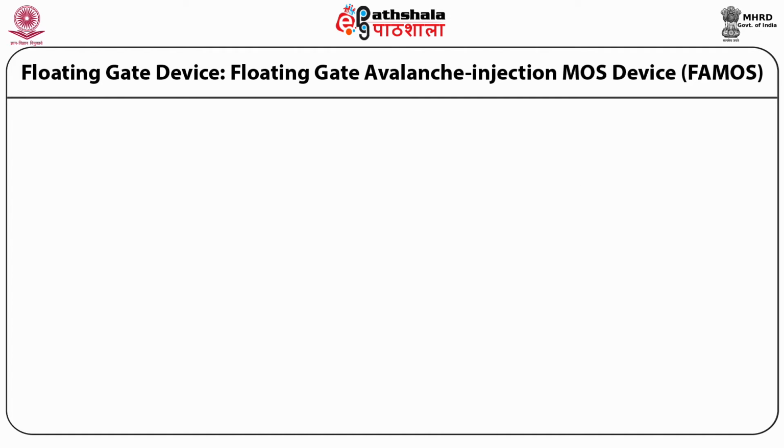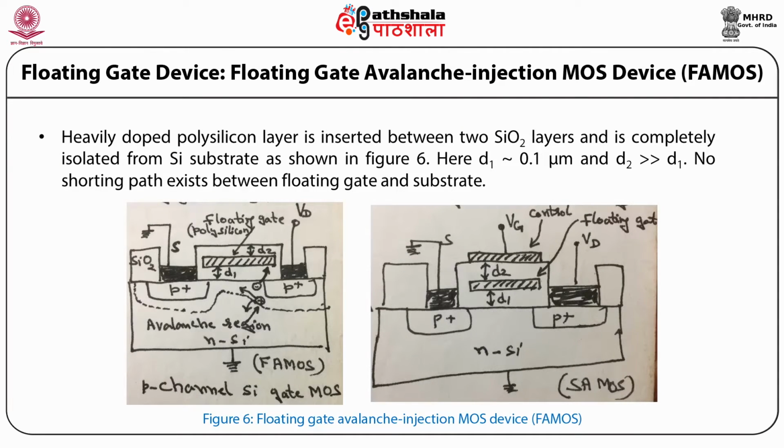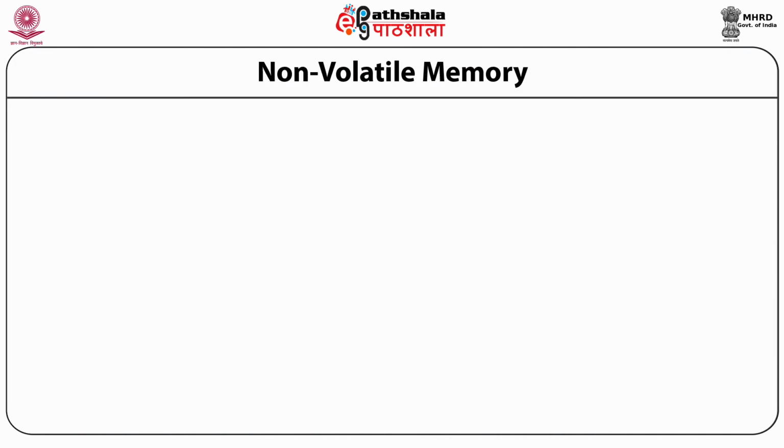Floating gate device. Let us discuss the floating gate avalanche injection MOS device, famous. It consists of a heavily doped polysilicon layer which is inserted between two SiO2 layers and is completely isolated from the silicon substrate, as shown in this figure. So here D1 is approximately 0.1 micron and D2 is very much greater than D1. So no shorting path exists between the floating gate and the substrate. Let us now discuss how this device is written.